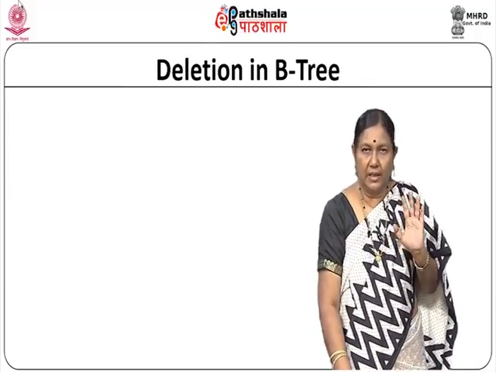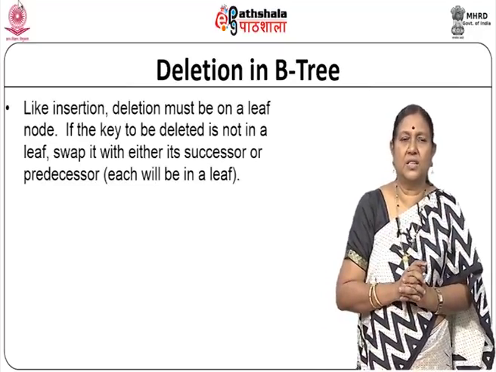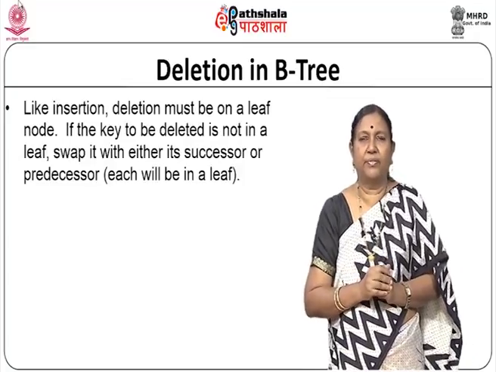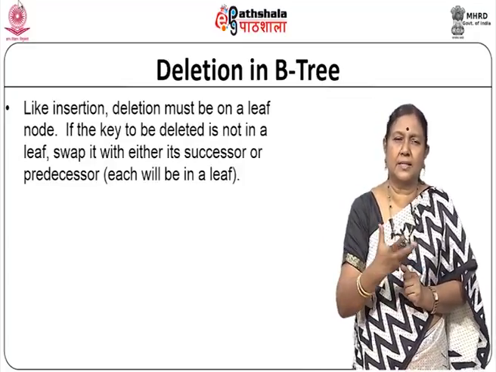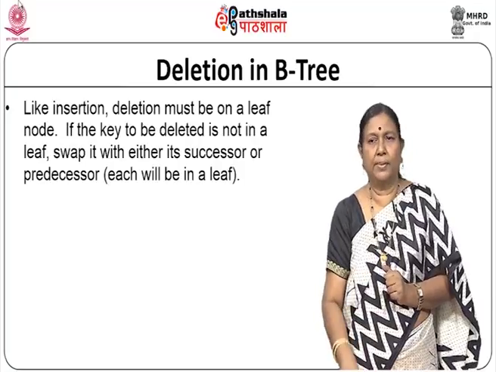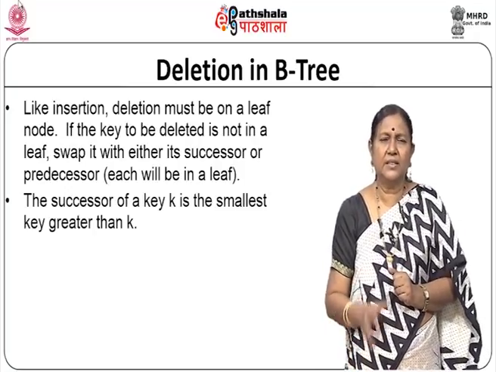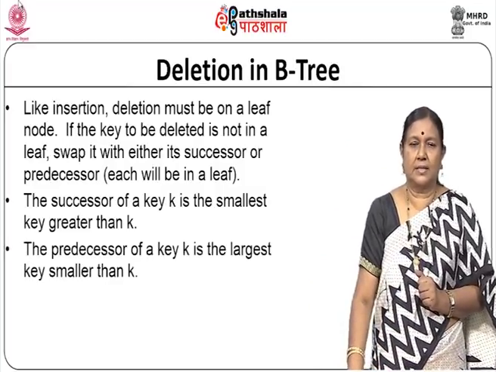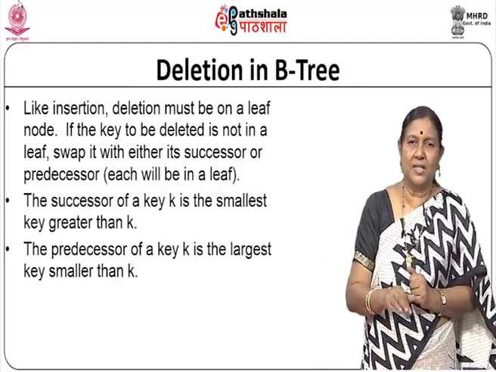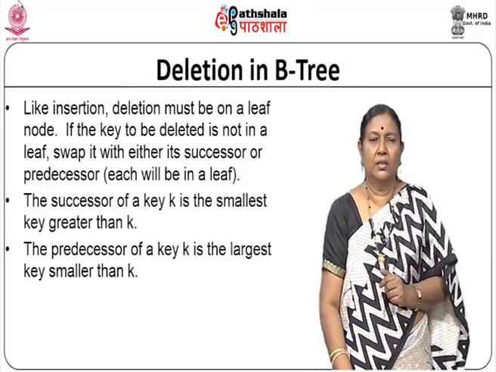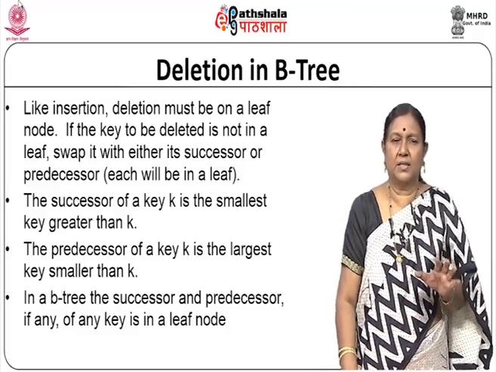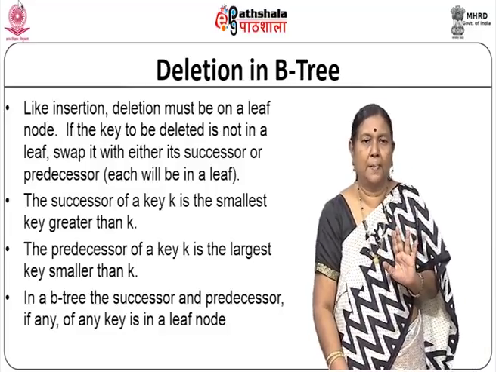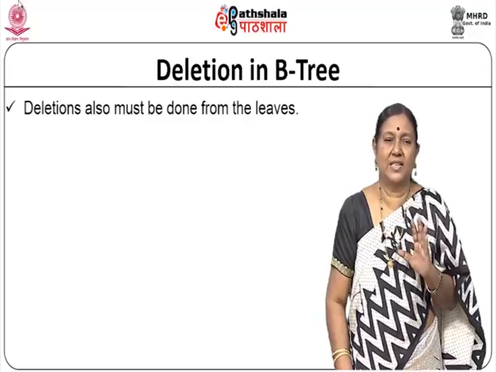Now, deletion. Deletion in a B tree, like insertion, must be on a leaf node. So, if the key to be deleted is not in the leaf, swap it with either its successor or predecessor, each of which will be in the leaf. The successor of a key k is the smallest key greater than k, and the predecessor of a key is the largest key less than k. In a B tree, the successor and predecessor, if any, of any key is in a leaf node. That is the way it has been organized.